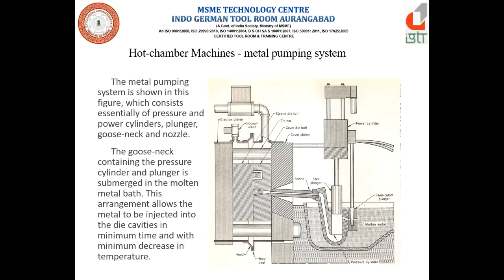The gooseneck containing the pressure cylinder and plunger is submerged in the molten metal bath. Due to this, we cannot use high melting point material because it will corrode due to the high temperature. The gooseneck and other sealings available on the system will corrode, and we cannot use those high temperature materials in hot chamber die casting machines.